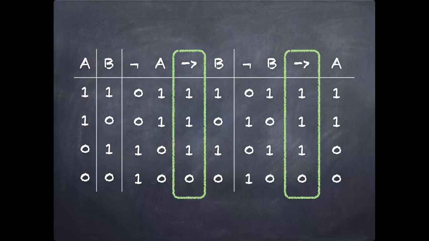If I compare our two main connectives here, the truth values for the two expressions, you see that they're the same on every row. It's 1, 1, 1, 0, right? This proves that these two expressions are logically equivalent. So we can use a truth table in this way to prove logical equivalence. We can also use a truth table to evaluate an argument.